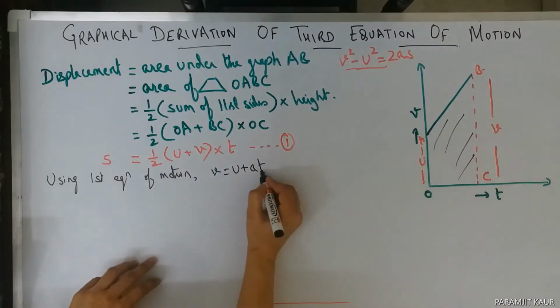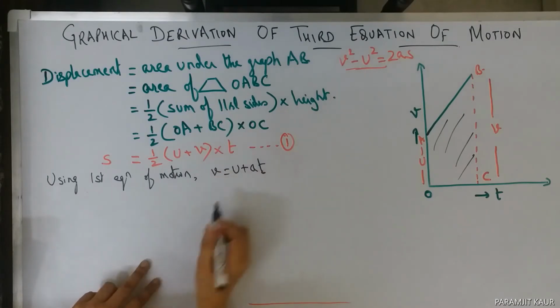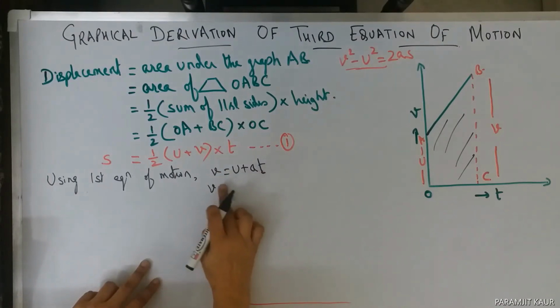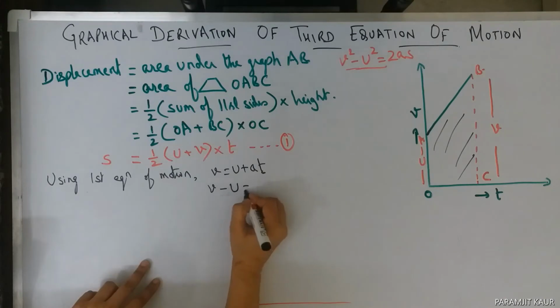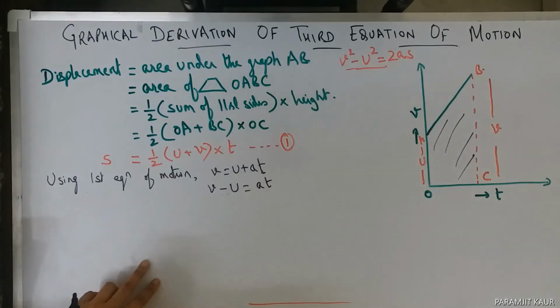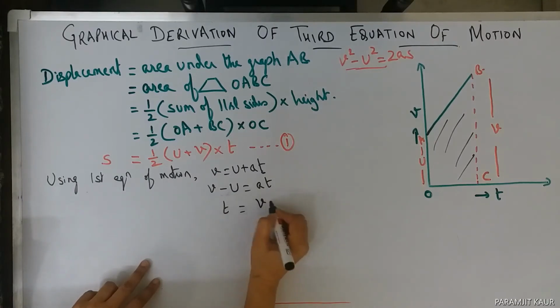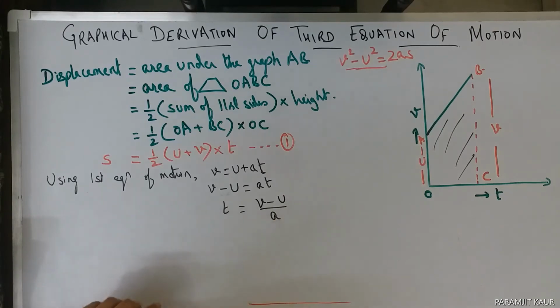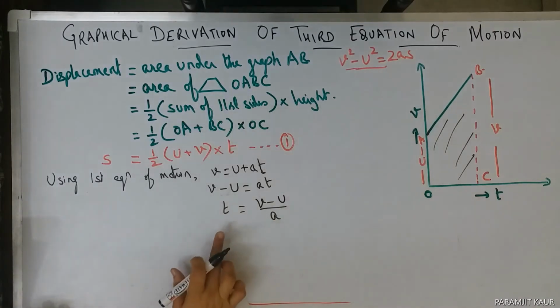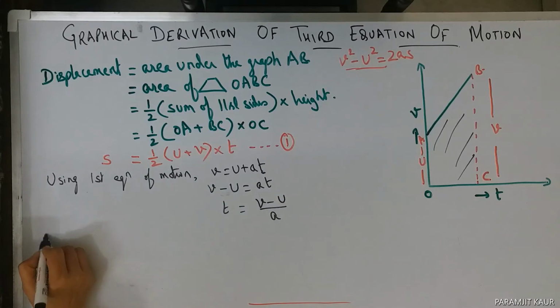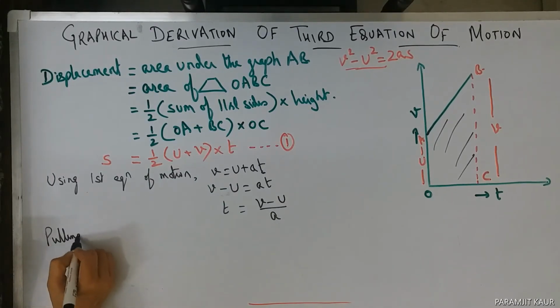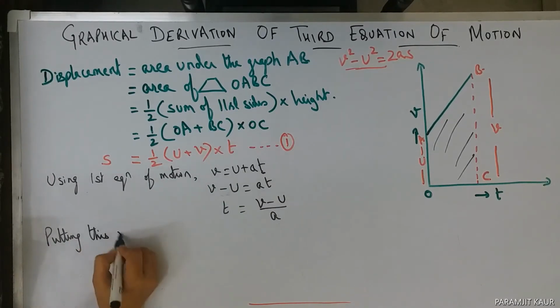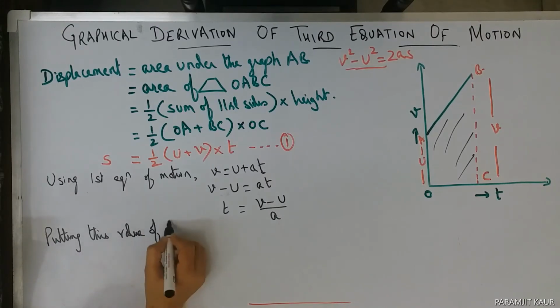In order to find out t, I'll take this u to the other side. It becomes v minus u equal to at. Further, I can take a on this side. So I get t equal to (v minus u) upon a. So I have found out t from here. Now putting this value of t in equation number 1.